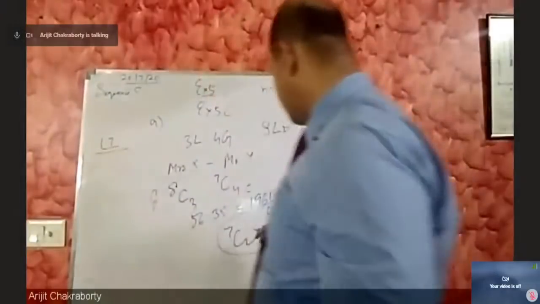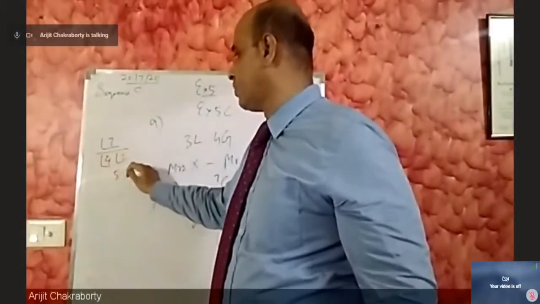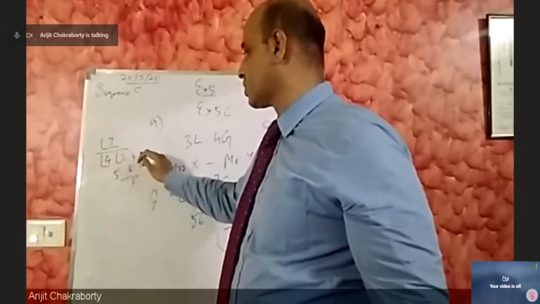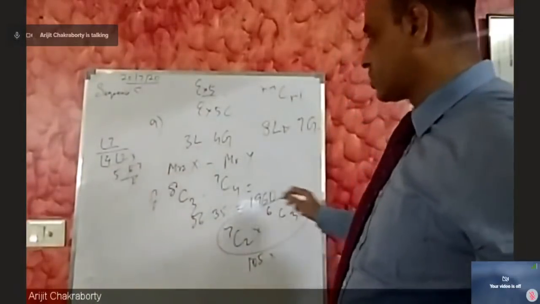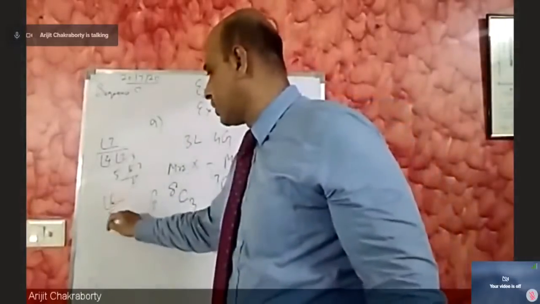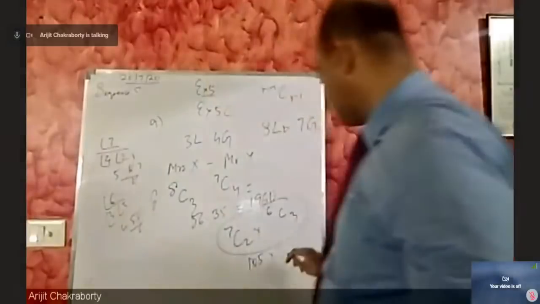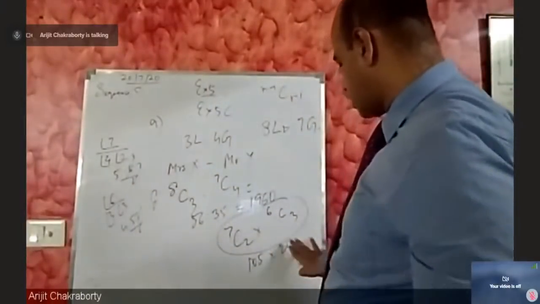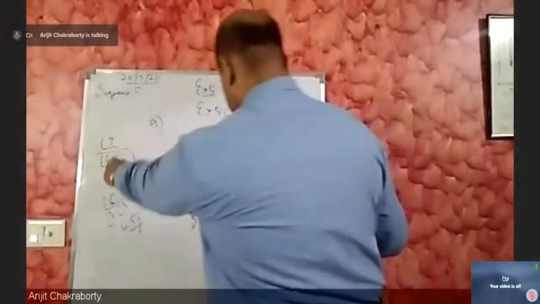7C2 means 5 into 6 into 7 by 2, that is 105. And 6C3 is 4 into 5 into 6 by 6, which cancels to 20. So 105 and 20. 7C2 into 6C3. Once again, let's check 7C2.